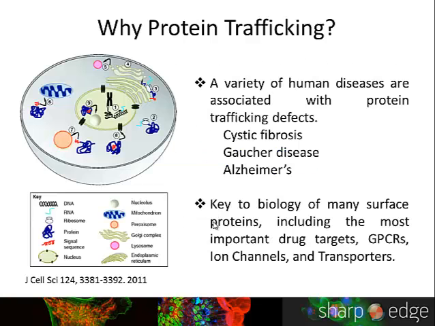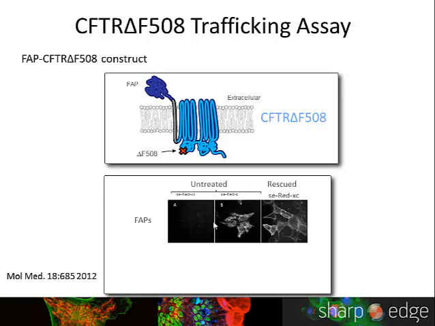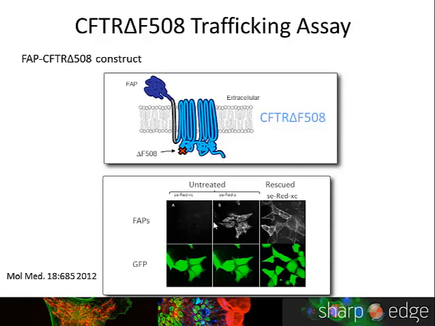We have created a similar vector where we basically just replace Fab with GFP. And in this case, you can see that there's GFP fluorescence throughout the cell, and it's just impossible to detect the cell surface pool of the protein of interest.